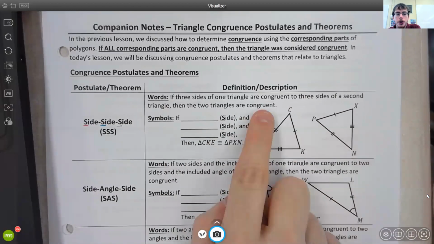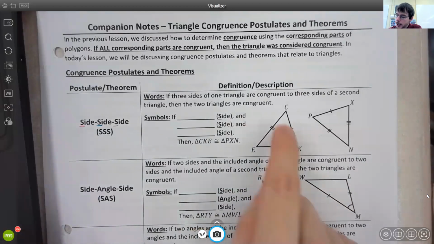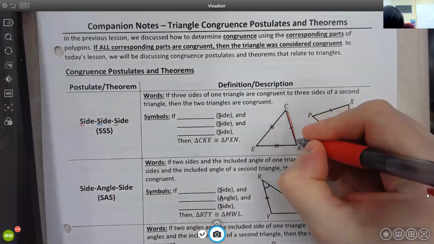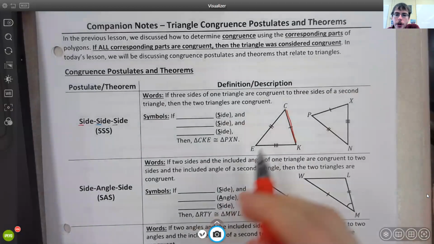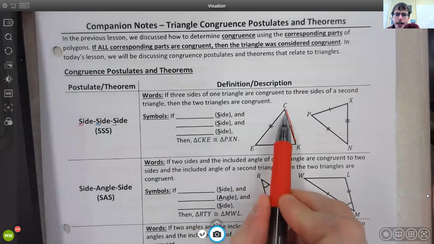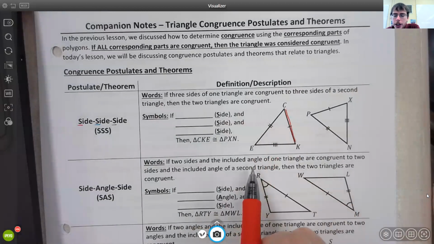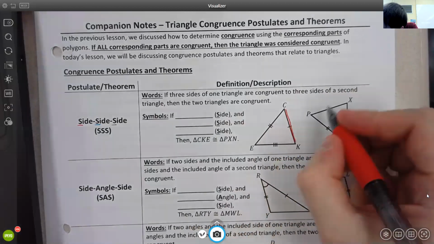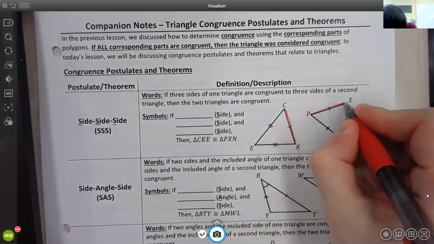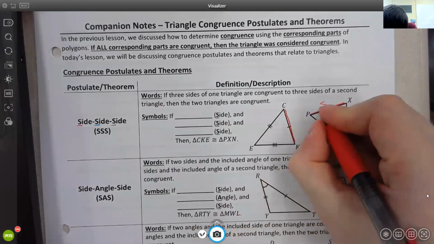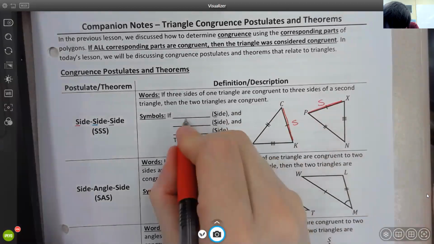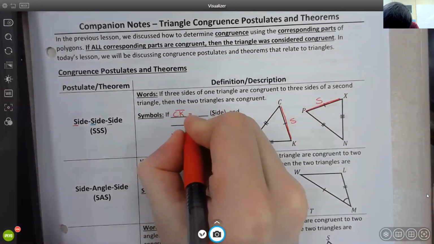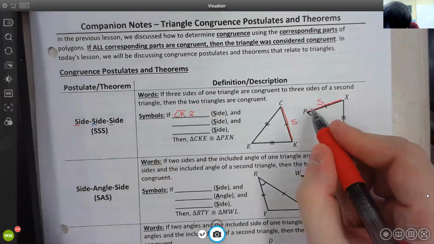So let's look here. The first one we're going to talk about is CK. So we're going to start out with CK. I'm going to start out with red here. So we're going to start out with this side here. Okay. So CK, it has 1 congruent tick mark, and we need to find the one on the other triangle that has 1 congruent tick mark, and we see that PX has that. So I'm going to put an S here, okay? And then I'm going to write, we have CK is congruent to PX.